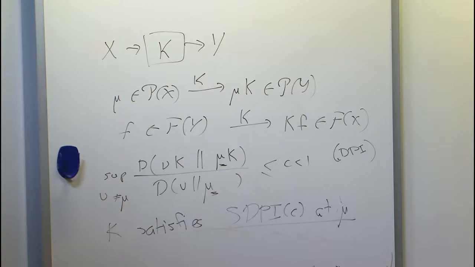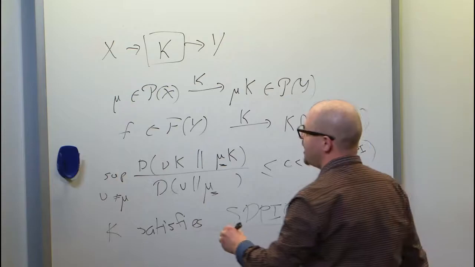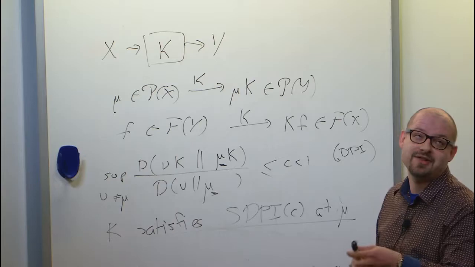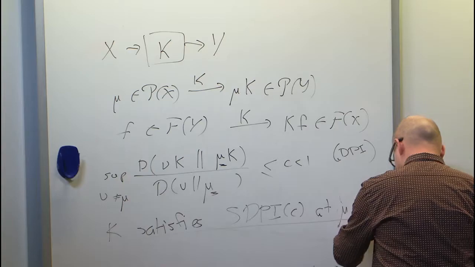What if the numerator and denominator are both infinity? I'm sorry? So in order to avoid that unpleasant situation, I'm going to assume here that mu has strictly positive masses everywhere. Right. If I'm in a finite set situation, that's not going to happen anymore. So, much better.